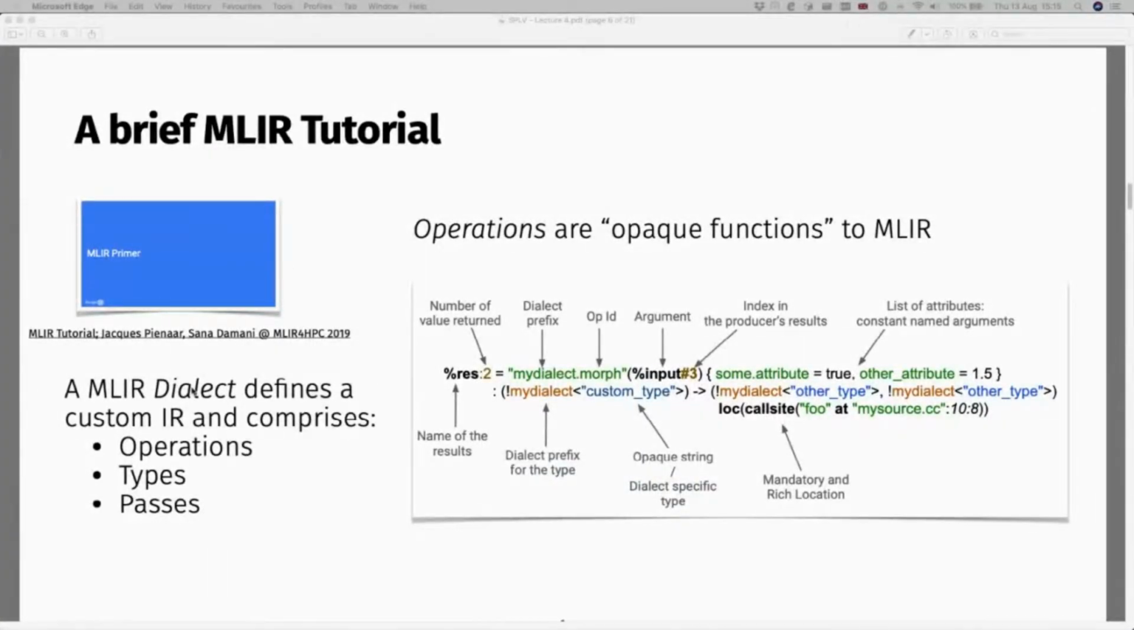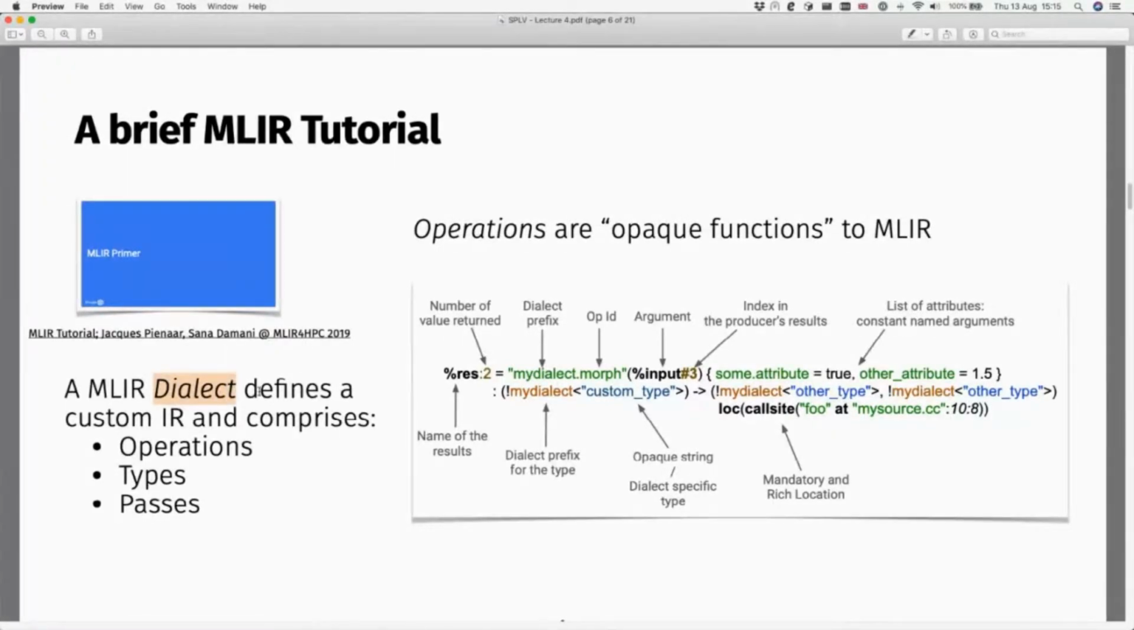Okay. So what is this dialect I've been talking about? A dialect essentially defines a custom intermediate representation, and it comprises three things. A set of operations, which are the operations you can perform. A custom type system, potentially, so you can define your own custom data types. And then a set of parsers, which are like compiler parsers, which operate over the intermediate representation and might try to either analyze, optimize, or transform it in some way.